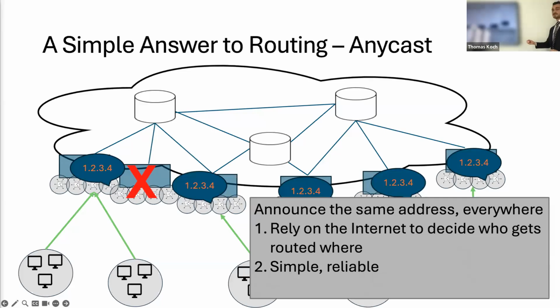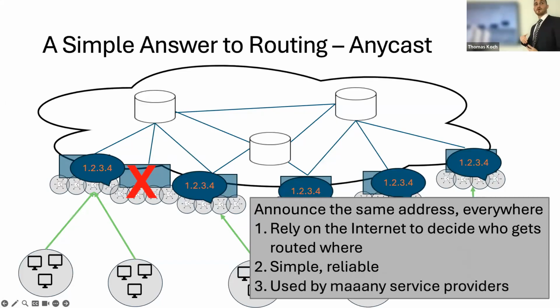And because of this simplicity and built-in reliability, it's used by many large service providers. So all those big names that I had up on the slide use Anycast in their deployments today to do inter-domain routing in some way. But this simplicity comes at a cost.